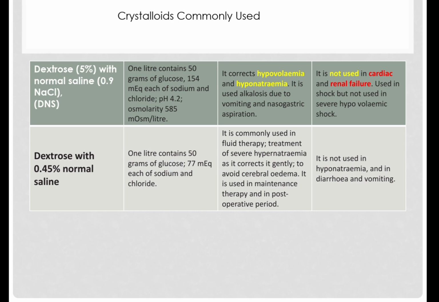Now another crystalloid is dextrose saline: dextrose 5% with normal saline 0.9%. This is dextrose normal saline. In children, dextrose normal saline with 0.45% is used. 1 liter contains 50 grams of glucose and 154 milliequivalents each of sodium and chloride. It has a pH of 4.2. It corrects hypovolemia and hyponatremia, and it is used in alkalosis due to vomiting and nasogastric aspiration.